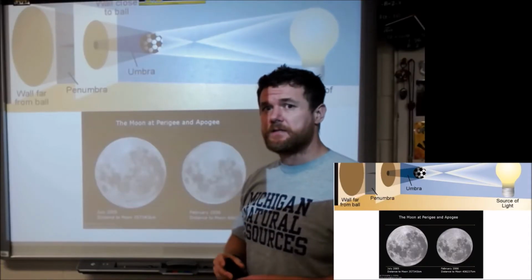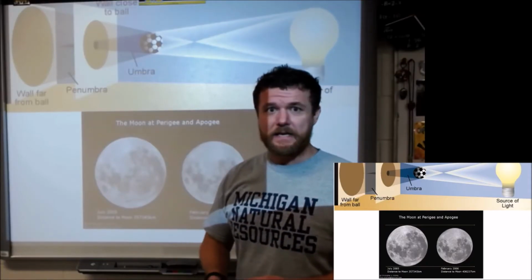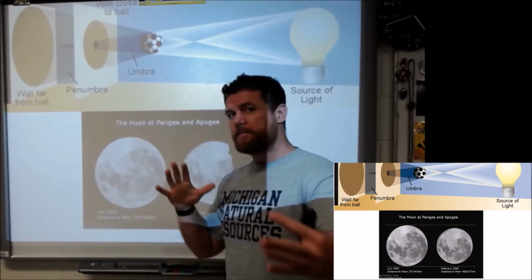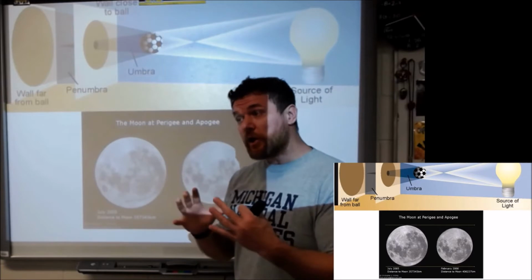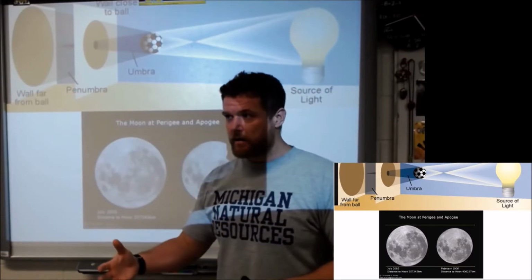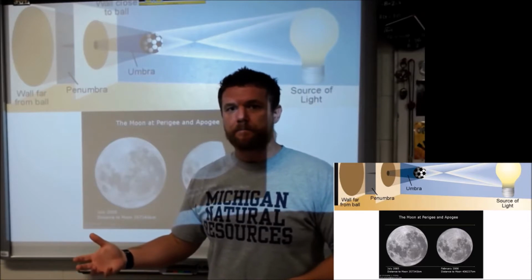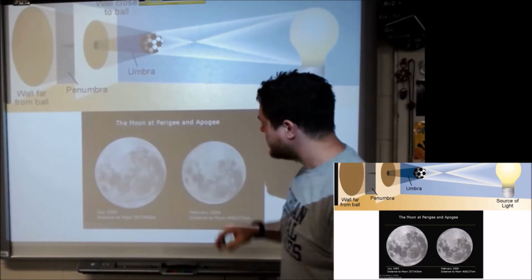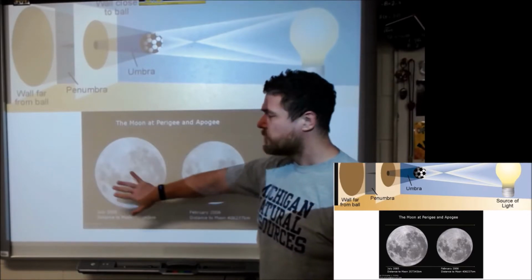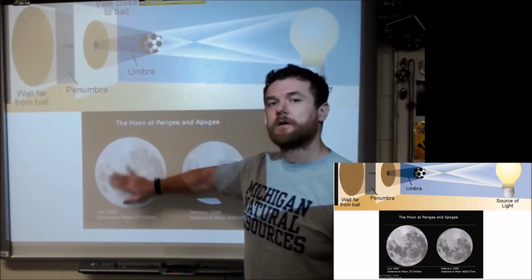Another thing that you guys need to know is that our moon orbits in an ellipse, which means sometimes it's closer to Earth, sometimes it's farther away. If it's closer, it's going to look bigger to us. If it's farther away, it's going to look smaller. So if our moon is farther away, it's going to look smaller. If our moon is closer, it's going to look bigger.